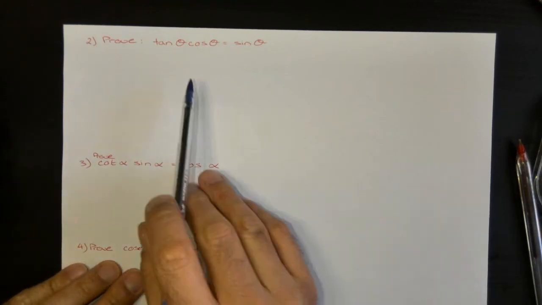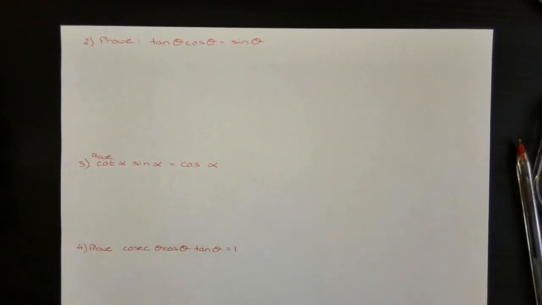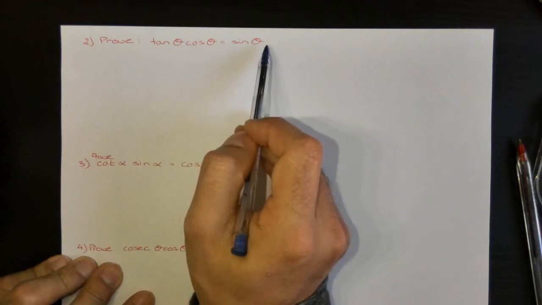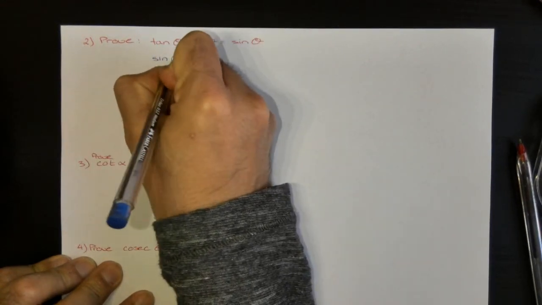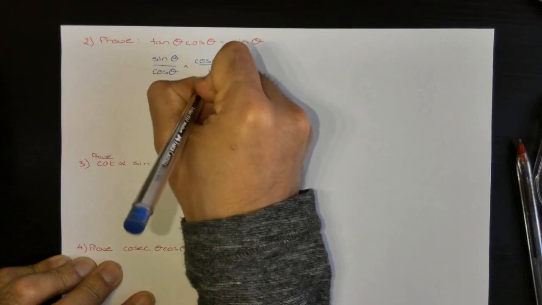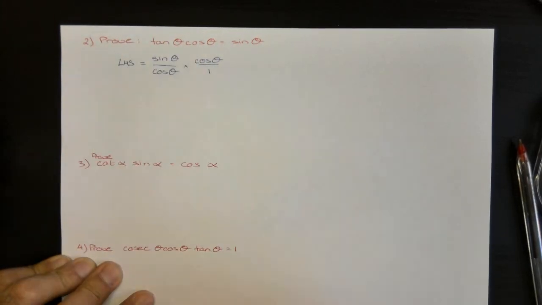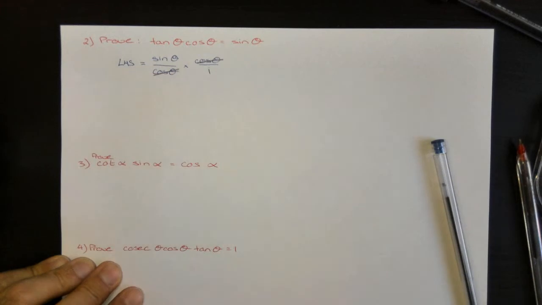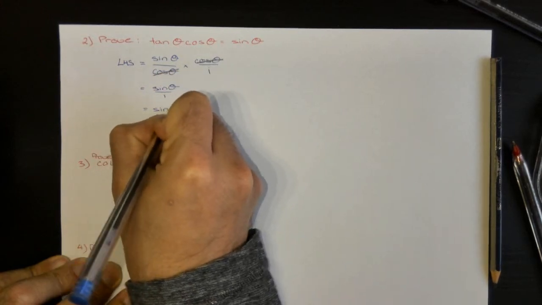Alright, second question. We want to prove that tan theta times cos theta equals sine theta. Okay, so in this situation, I want to get this transferred into something of sine. So the one thing I think is, well, tan theta is just sine theta over cos theta. And what I'm going to do is multiply that by cos theta over 1. Okay, so that's the left-hand side. Alright, well, this just cancels out with this. And so what's left is sine theta over 1, which is sine theta, which is the right-hand side.